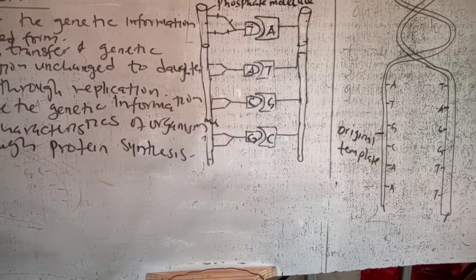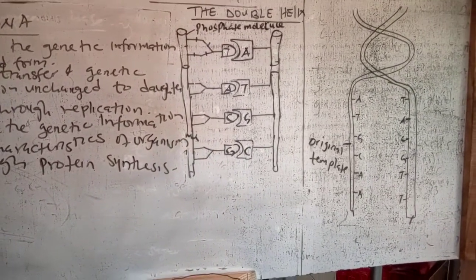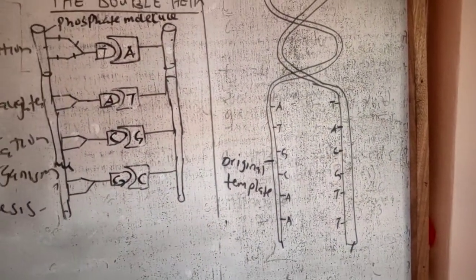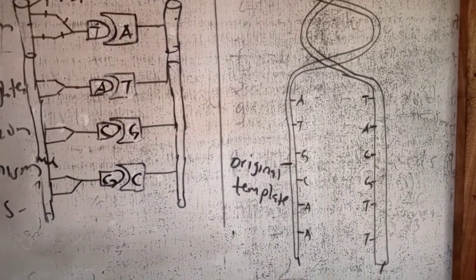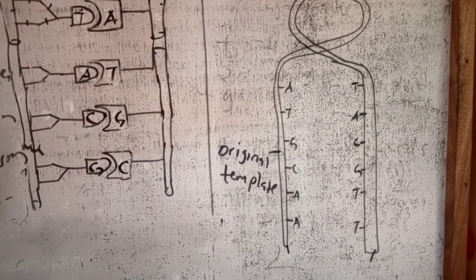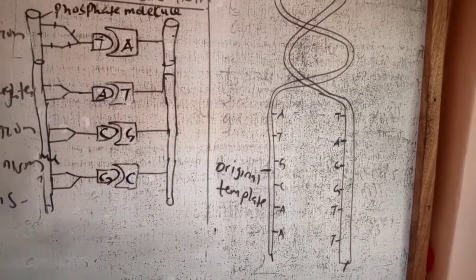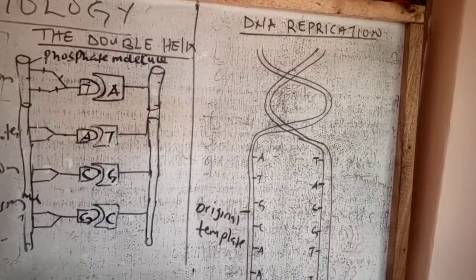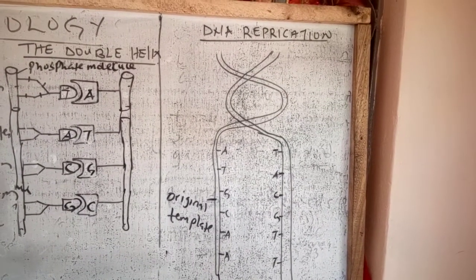And having said that, I'm going to the process of DNA replication. What is DNA replication? What do we mean by the term DNA replication? DNA replication is the process through which the DNA molecule forms an exact replica.